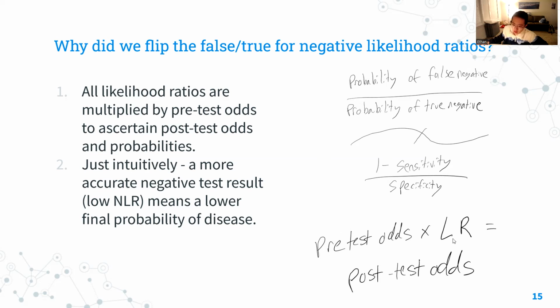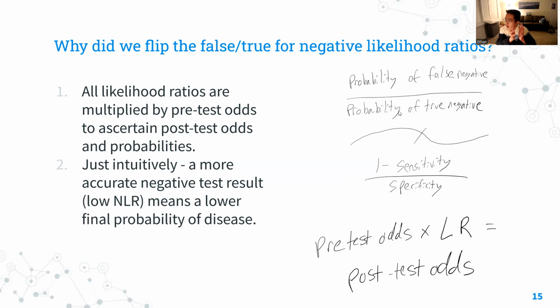So in short, you multiply the likelihood ratio, positive or negative, by the odds you have the disease before the test to find the odds you have the disease after the given test result. So let's say this person has a certain chance of having ethinitis. You get a positive or negative result. What are the odds that person has ethinitis given your positive or negative result? And this intuitively makes sense as to why we flipped this when it comes to negative likelihood ratios.